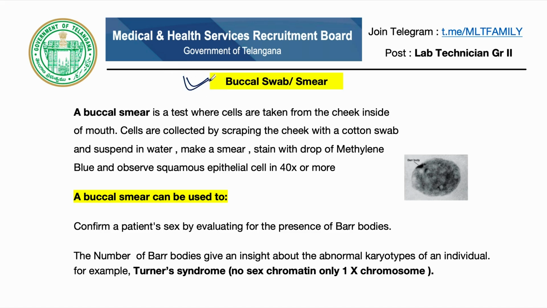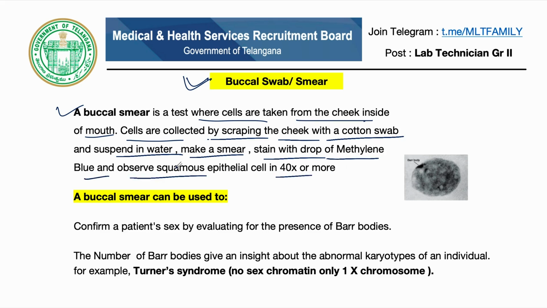Now we will be discussing the second kind of sample in exfoliative cytology. It is called a buccal swab or smear. A buccal smear is a test where cells are taken from the cheek, inside of the mouth. Cells are collected by scraping the cheek with a cotton swab and suspended in water. Then from that swab we make a smear, stain it with a drop of methylene blue, and observe under 40x, and we look for squamous epithelial cells.